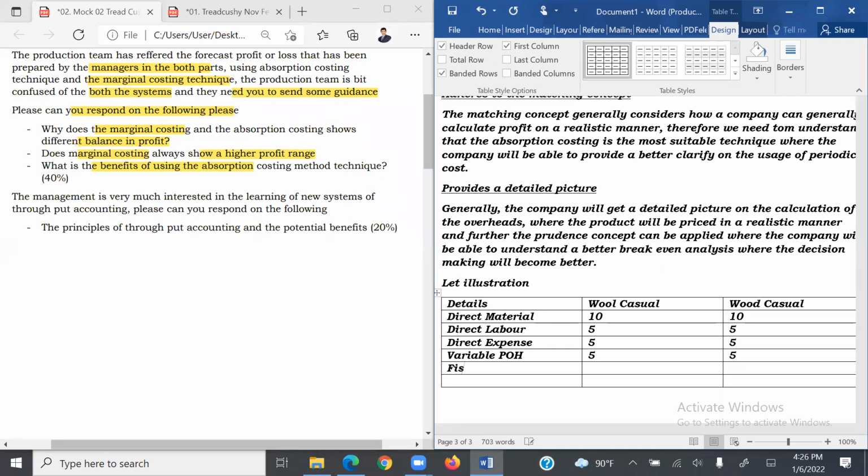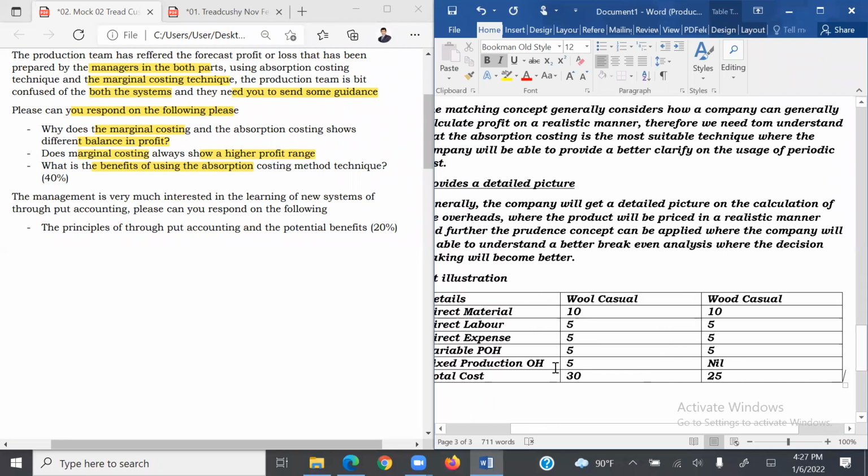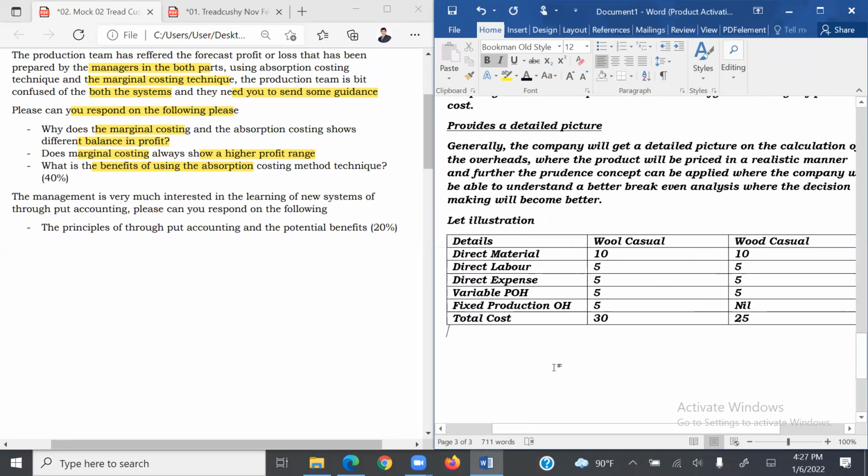And then students, I will write down here a fixed production overhead. Now I will mention that only for this product, but for this it is nil, because for wood we are going with marginal costing. So the total cost incurred for this product range is going to give you an answer of 30, and for this one 25. So students, do you observe there is a small inventory valuation issue? Let's come into a situation, increase in inventory by 100 units.